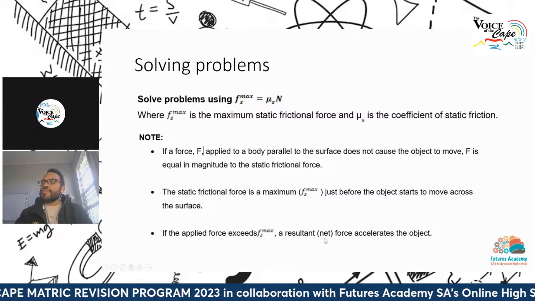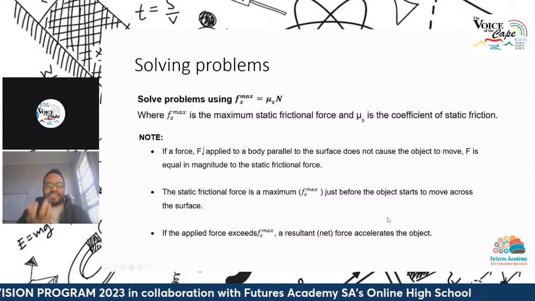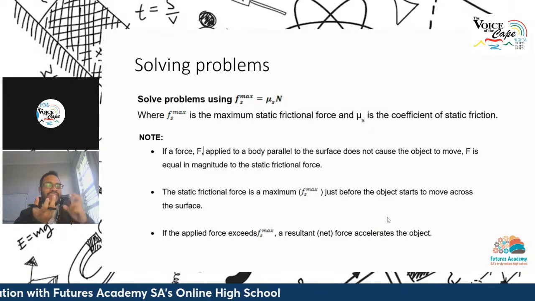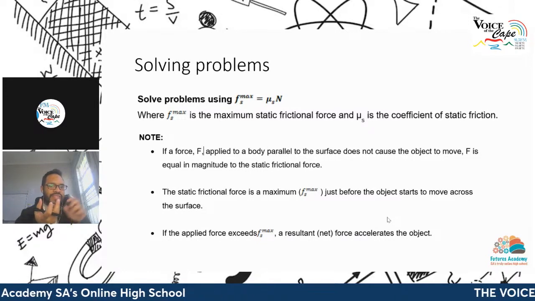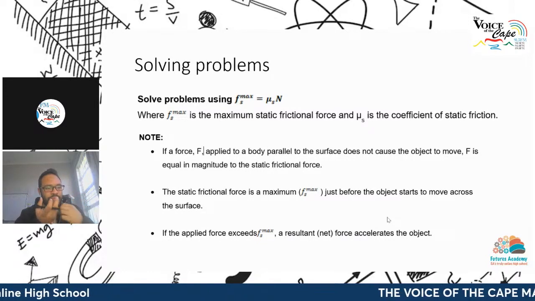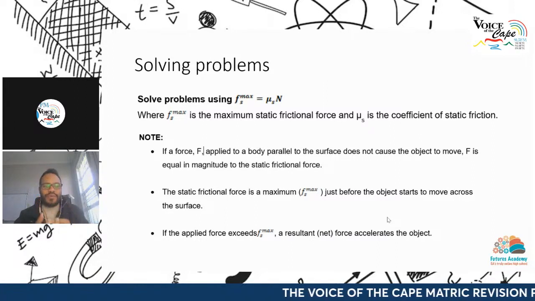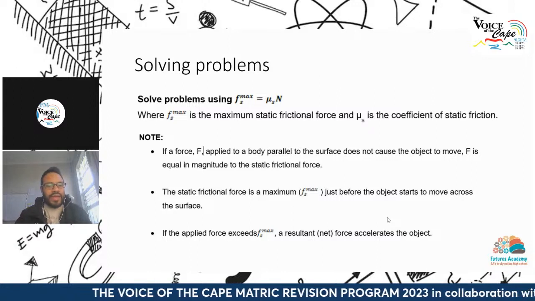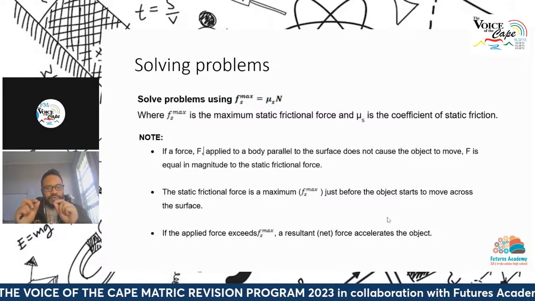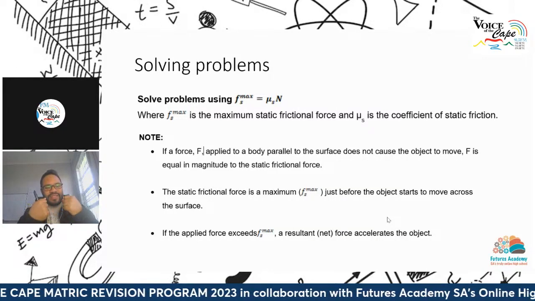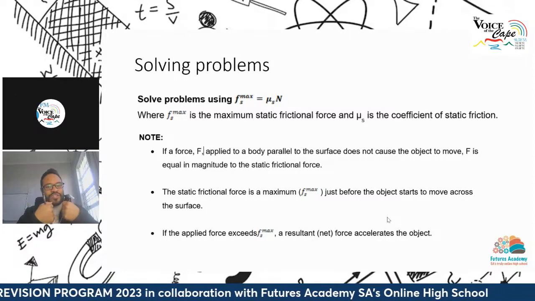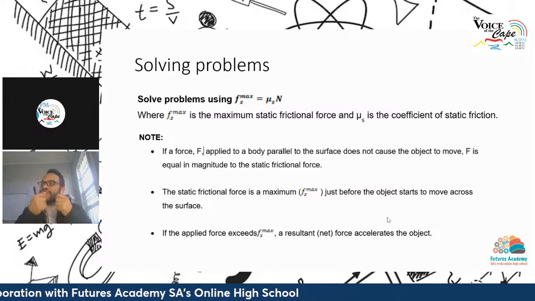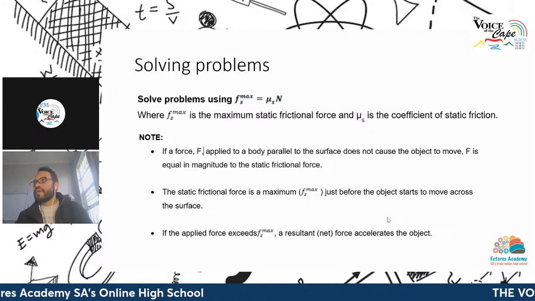So we're not going to spend too much time here, but to get the idea here: if I have an object and I apply a force to push that object and that object does not move, then that applied force that I apply onto that object will be equal in its magnitude to the static frictional force at that point. However, just before an object starts to move, the applied force will be equal to the maximum static frictional force at the point just before that object starts to move, okay?